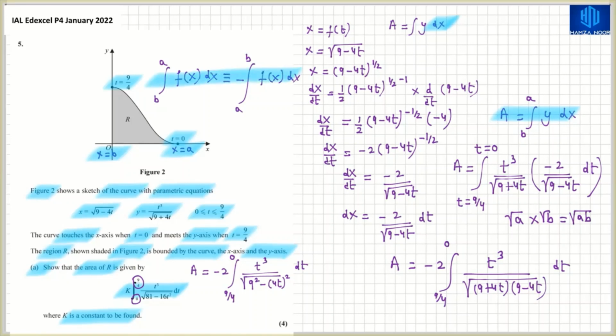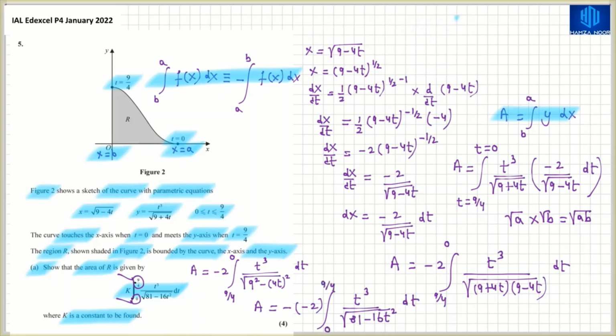In this case, as per the requirement of the question, the upper value of t will be 9 over 4 and the lower one will be 0. So for that purpose, the whole integral will be multiplied by a minus sign. Therefore, we can say that area is equal to minus sign multiplied by minus 2 multiplied by the integration of t cubed divided by the square root of 81 minus 16t squared with respect to t, and the upper limit will be 9 over 4 and the lower limit will be 0.